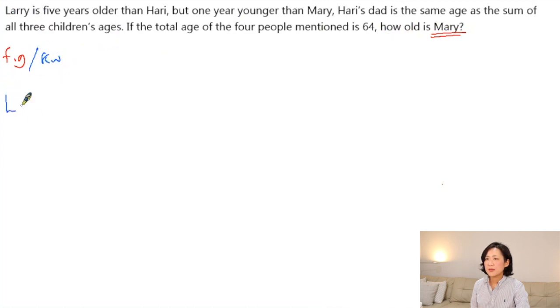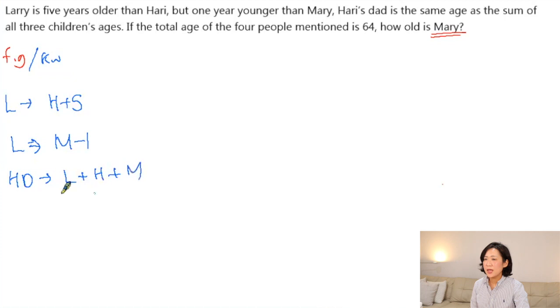Larry is 5 years older than Harry. So L is, let's write the expression, H plus 5. Then, he is 1 year younger than Mary. Larry is 1 younger, which means minus 1 from M. Then here we've got Harry's daddy, he is the sum of all 3 children's ages, L plus H plus M. So this is the information we get from the question.